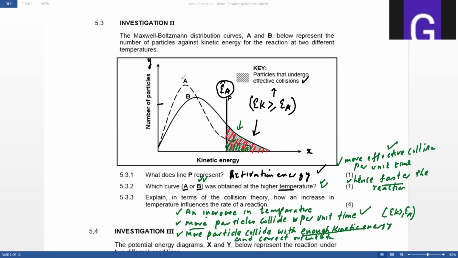Okay? I believe you guys are following. The higher the area, look where the kinetic energy is above. Remember, this is where the EK is greater. I think I've said that. So it means this side, the EK is less than the activation energy. Okay? I believe you're following. Remember, practice makes perfect.